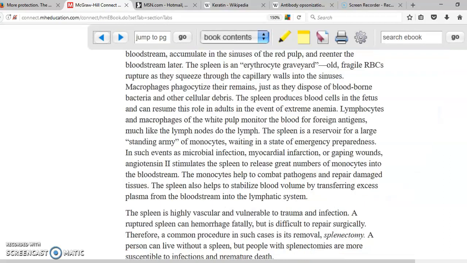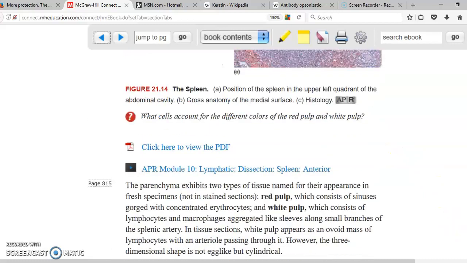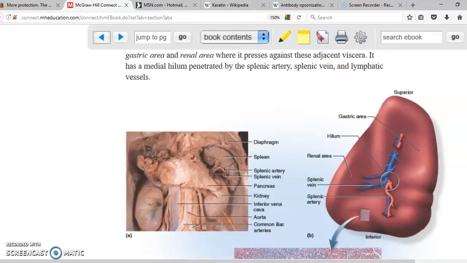Also, the spleen, since most of the blood goes through it and it has a whole bunch of capillaries, is highly vascular and is very vulnerable to trauma as well as infection. Trauma usually cannot be fixed because you have so many different capillaries in there that it's very hard to repair all of them. So in that case, they take the spleen and cut the splenic vein here, and that way they stop the bleeding, therefore saving the person's life.